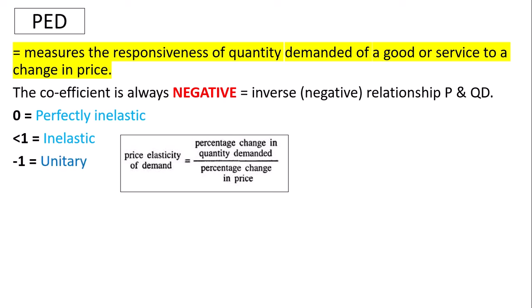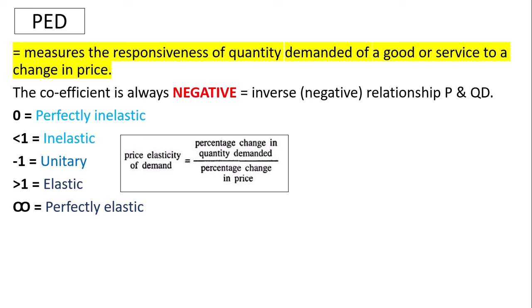If the answer is 1, albeit minus 1, that makes it unitary. So that means that the percentage change in price has corresponded with the exact same percentage change in quantity demanded. Greater than 1 makes it elastic. Again, forget about the negative sign. So if the number is 2, if the number is 5, if the number is 1,000, that makes it elastic, albeit it's a minus number. And if the answer is infinity, that makes it perfectly elastic.